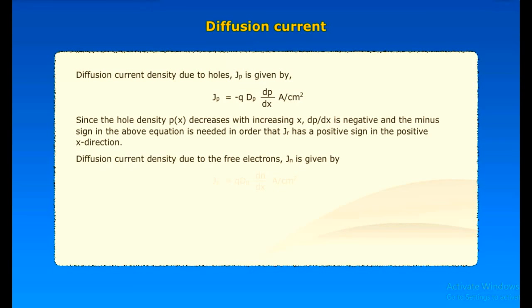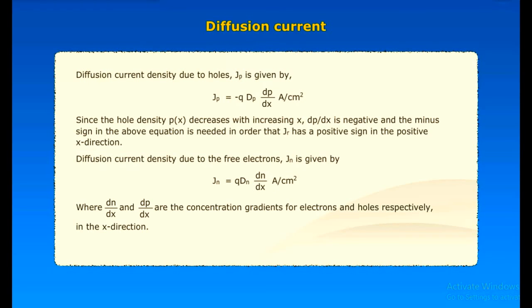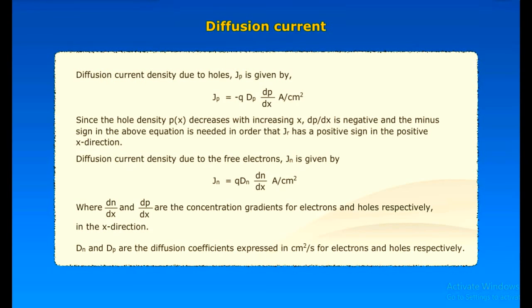Diffusion current density due to the free electrons Jn is given by, where dn by dx and dp by dx are the concentration gradients for electrons and holes respectively in the x direction. Dn and Dp are the diffusion coefficients expressed in centimeter square per second for electrons and holes respectively.